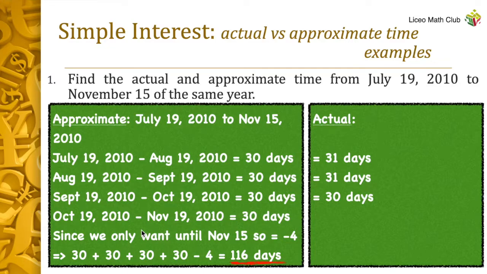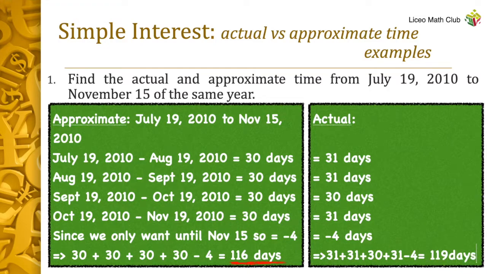And lastly, October 19 to November 19. October has 31 days, so we're going to count that as 31. And again, we have an overshoot of 4 days, so we're going to put -4 there still. Okay, so after that, we're going to add 31 plus 31 plus 30 plus 31 minus 4, which is going to give us 119 days.